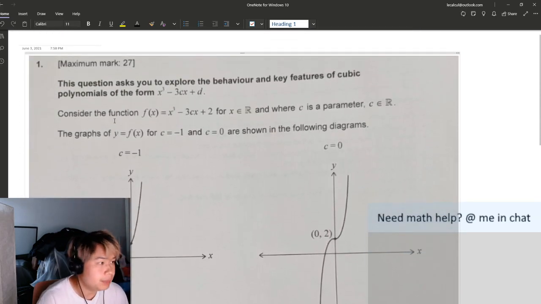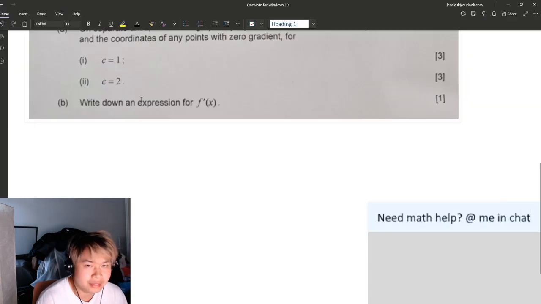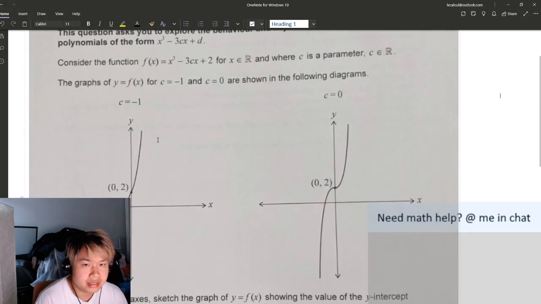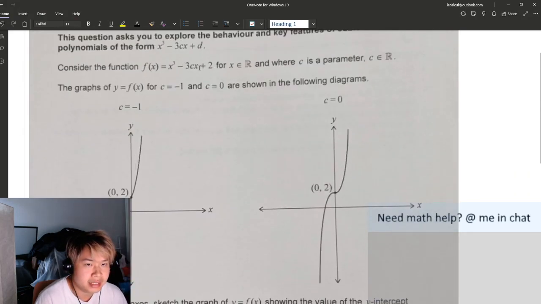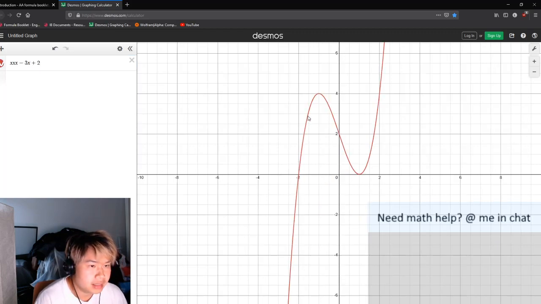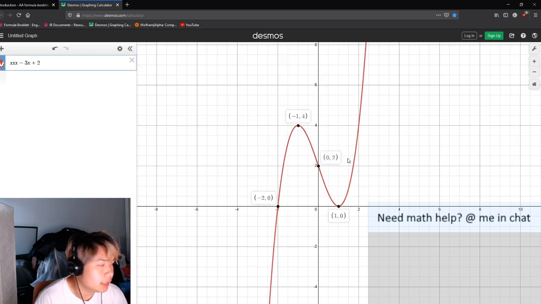Okay, so on paper 3s, you're allowed a graphing calculator, so if they want you to graph something, then just graph it. So I'm going to use Desmos. We're going to try out when C is 1, so we're going to have minus 3x plus 2. And then, as you can see, it looks pretty wild. You have a local maximum here, a local minimum here, a y-intercept here, and a second x-intercept here.